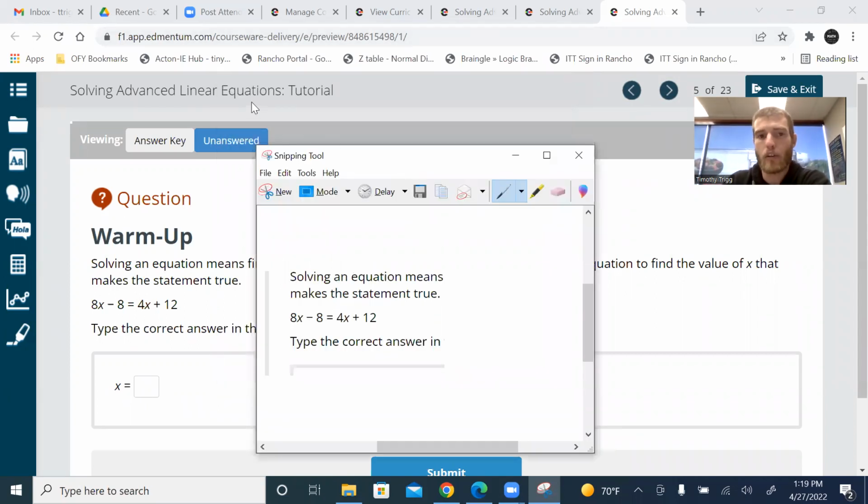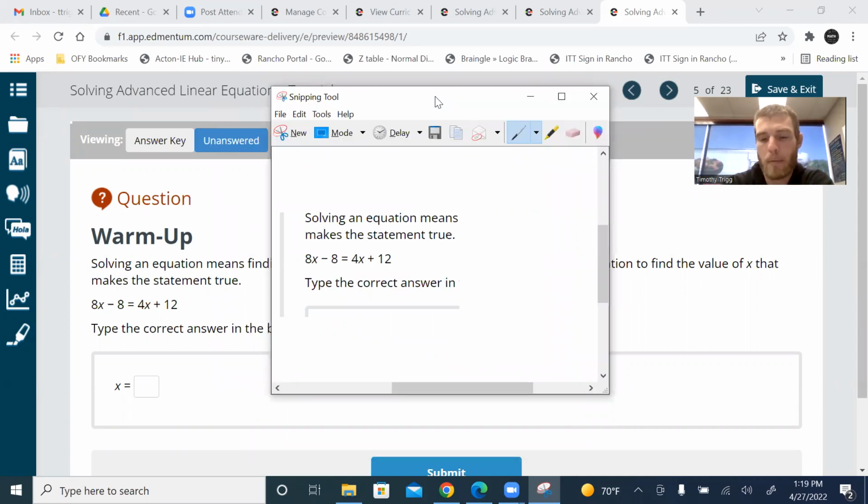Solving advanced linear equations. This is from Unit 1 of the Edmentum Algebra 1. If you did the last couple of lessons, tutorials, practices, and mastery tests, and you did well on them, then this lesson shouldn't be too hard. It's more of the same, just more advanced. There are a few more tricks we have to keep in mind, or a few more curveballs they're going to throw our way, but I'll walk you through it and it shouldn't be too big of a deal. Let's go ahead and get started.